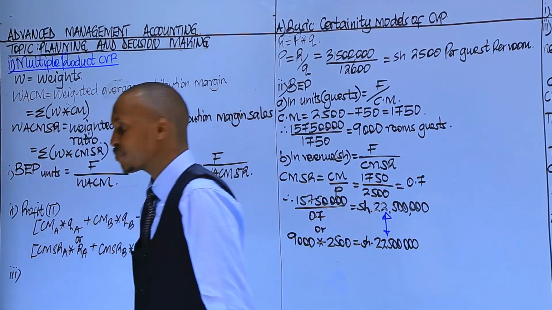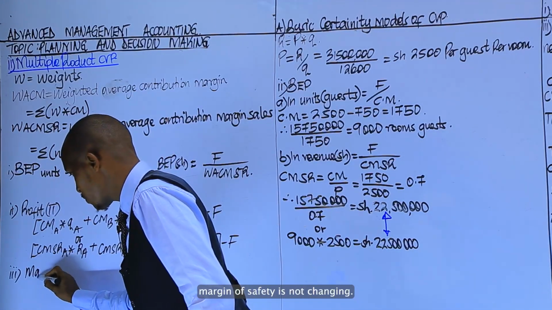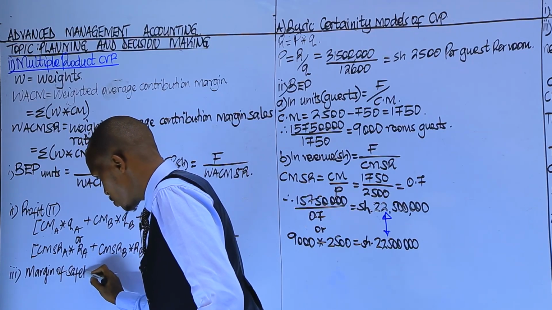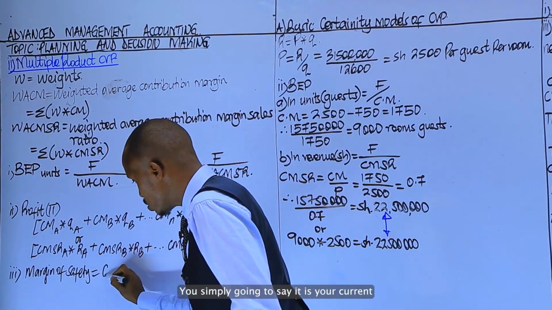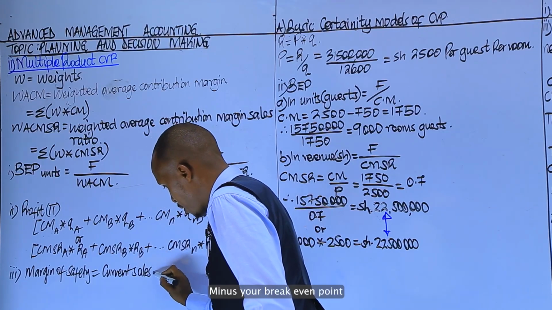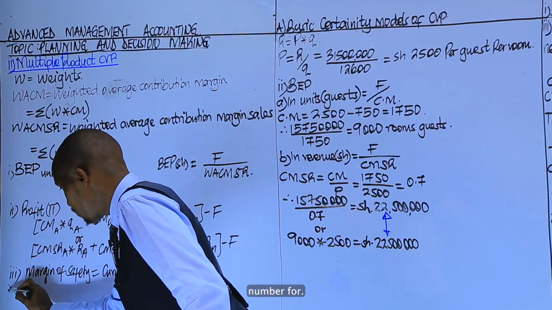Number 3 is that margin of safety is not changing. Margin of safety is not going to change. You're simply going to say it is your current sales minus your break-even point.